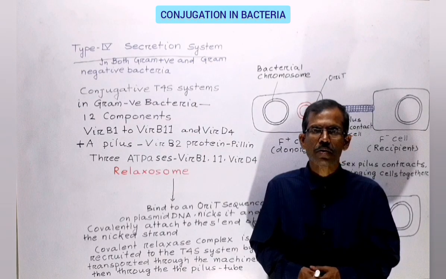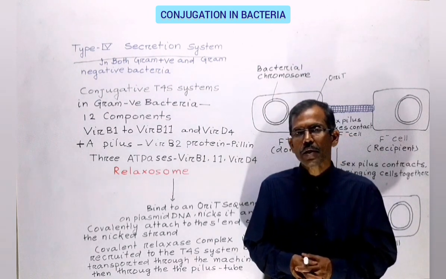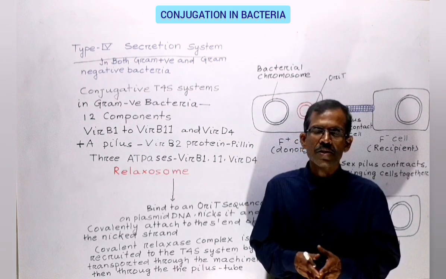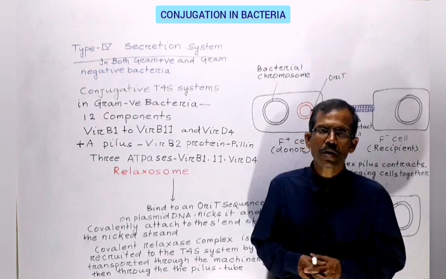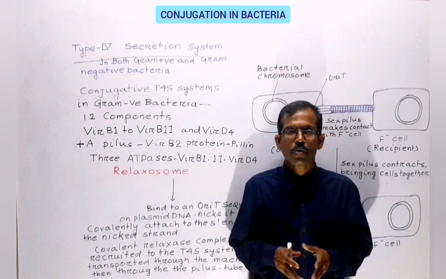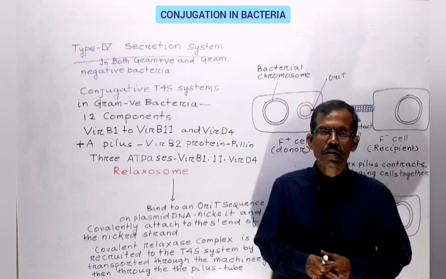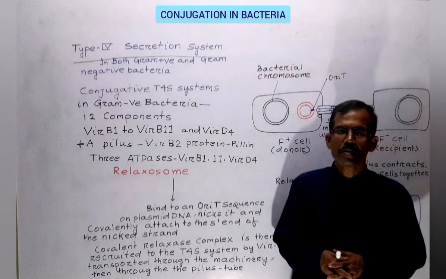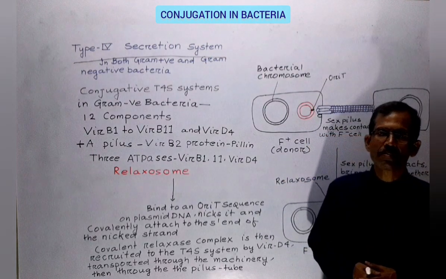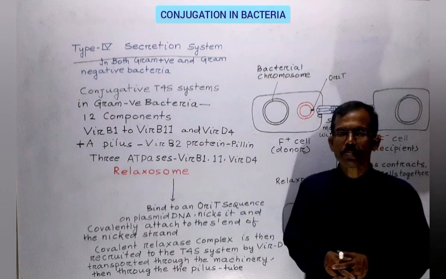Conjugation is responsible for horizontal gene transfer among bacteria. It is the primary means by which antibiotic resistance genes spread among bacterial populations. During conjugation, genetic materials, notably plasmid DNAs, are transferred from the donor bacterial cell to the recipient. Conjugation is mediated by a type 4 secretion system that operates in both gram-positive and gram-negative bacteria.